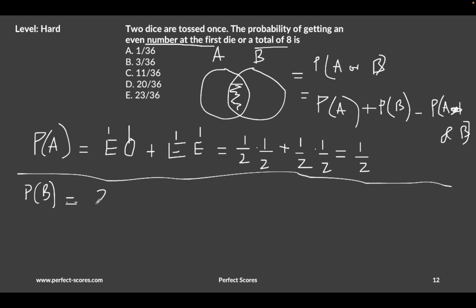You can either get a 2 and 6, so that gives you an 8. You can get a 3 and 5, that gives you an 8. You can get a 4 and a 4, that gives you an 8. You can get a 5 and a 3, that gives you an 8. Or you can get a 6 and a 2, that gives you an 8. So how many events are there? You got 1, 2, 3, 4, 5. So you get 5 events out of a total of, so how many events are there in 2 dice?